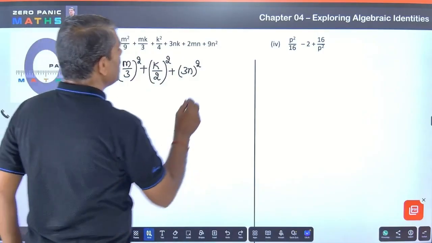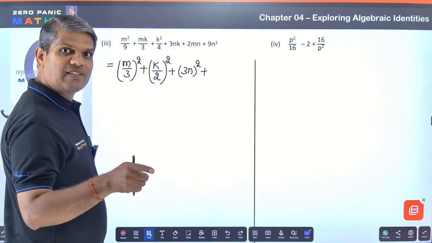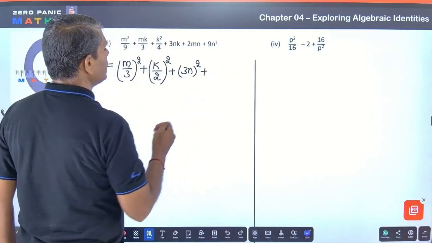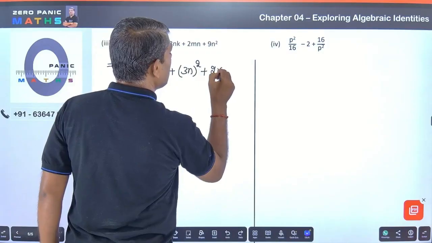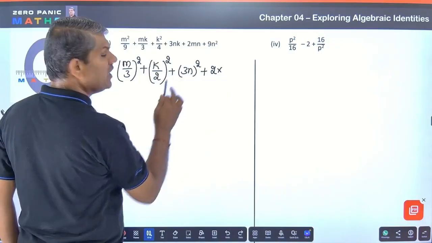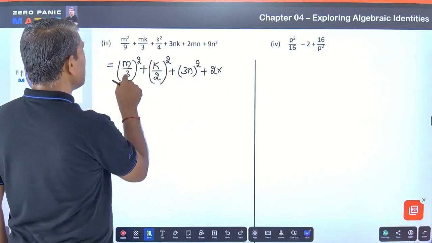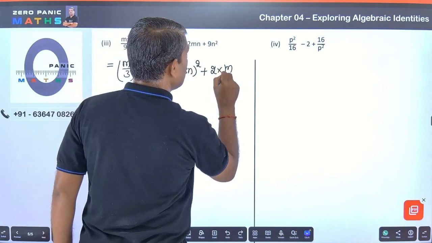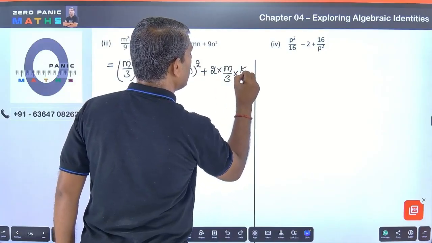Understood this? So let me write what next is: 2ab, 2bc, 2ca or 2ac. You need to write those three product terms. Just go on writing it. 2ab, what is a? Don't look at these terms, just go on, because you have the a, b, c values here. You can just write this as 2ab. What is a? m by 3, and b is k by 2. So it is 2 times m by 3 and k by 2.